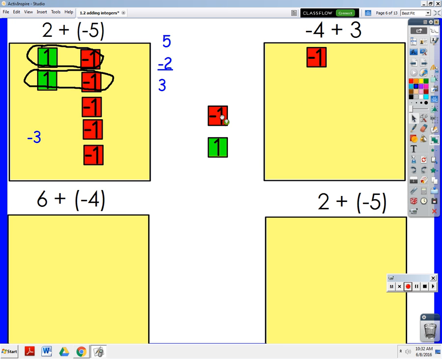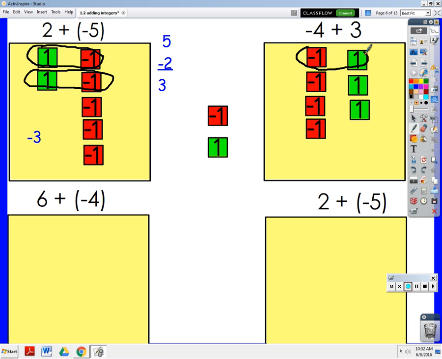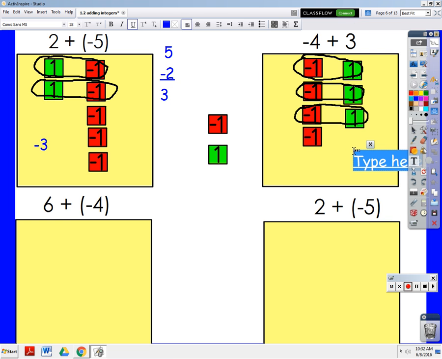The second one says -4 and we're going to add 3 positives. So I can't just add these numbers together because they're not the same kind of numbers. I have 4 negatives and I have 3 positives. So that means I need to make those 0 pairs. So we'll put a negative and a positive together and make 0. We'll put another negative together with a positive to make 0, and one more time. So I have 1 negative number left.